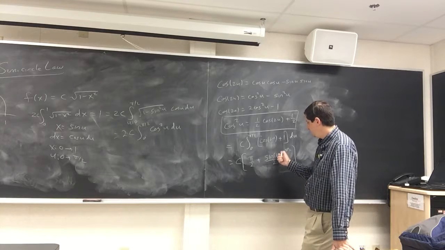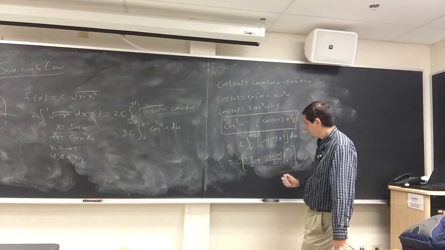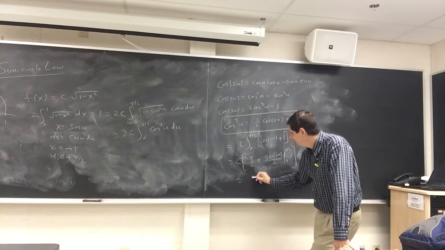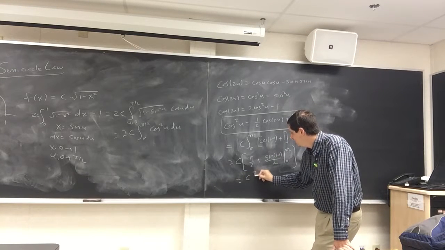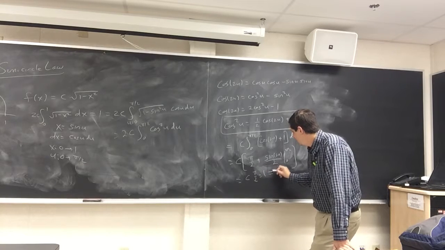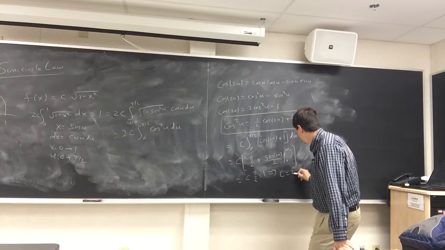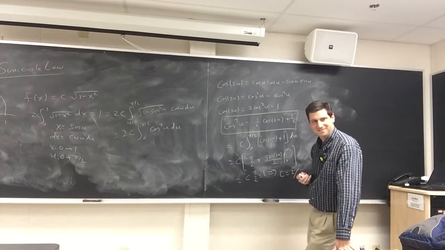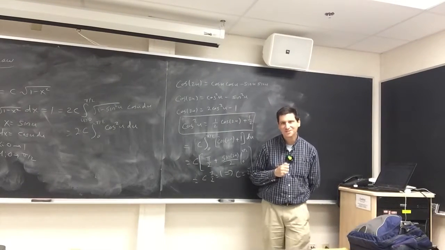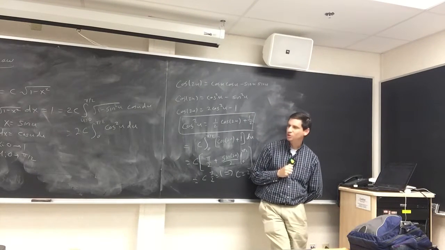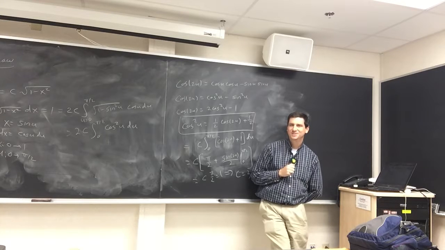Right, because the sine of pi is 0. So we get c times pi halves equals 1. So we get c is 2 divided by pi. Okay? This is like Calc 1, Calc 2. Okay? We could have done this a way easier way, I think.